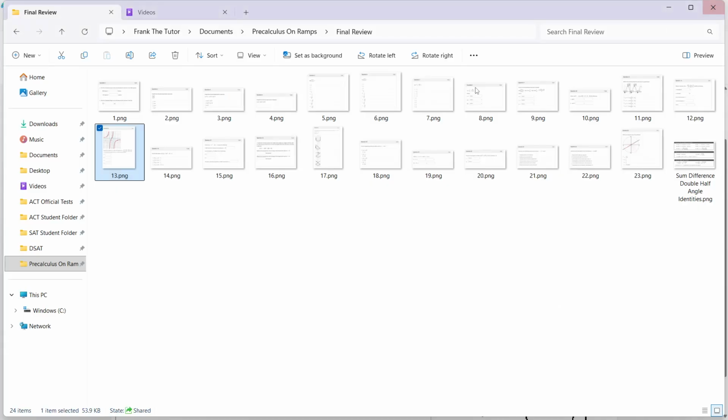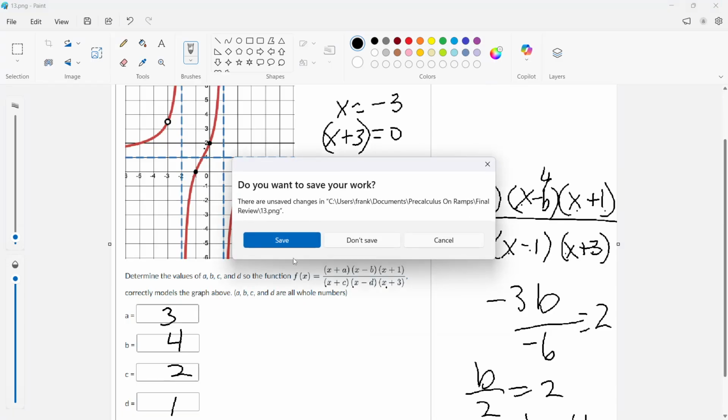And I think, is that the last one I can do of this kind? Let's see, 14. Yeah, 14 is something different. So yes, that is it.